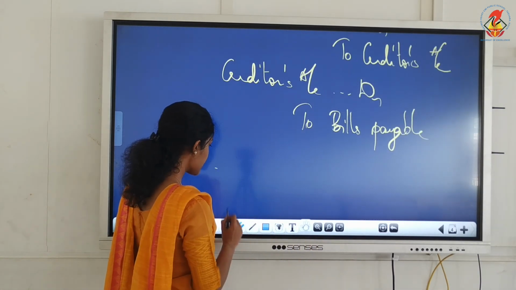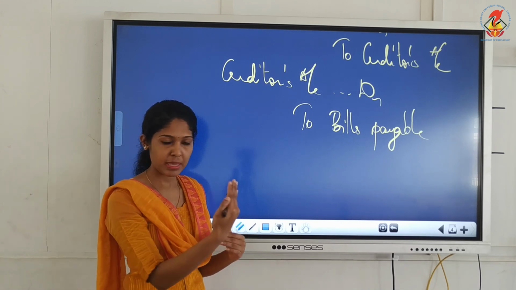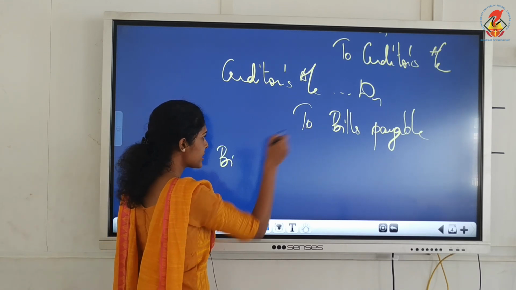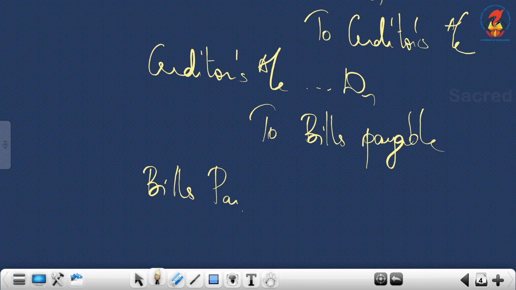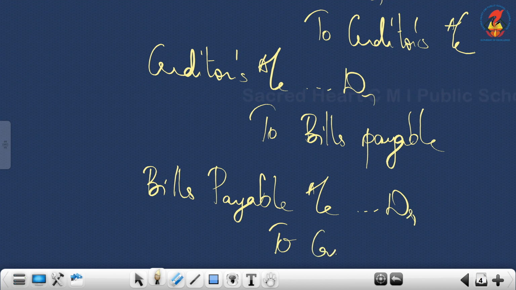The next is Rahul finally will make the payment. At that time what will be the entry? Bills payable will get cancelled. So it will be bills payable account debtor to cash or bank. Okay, so these are the journal entries to be written in the books of drawee.